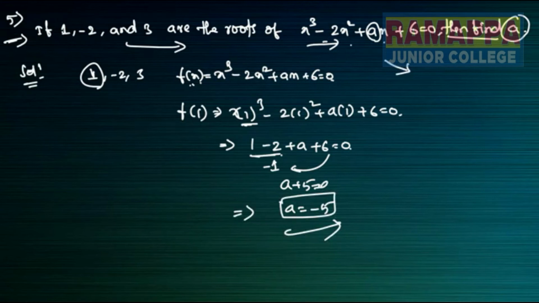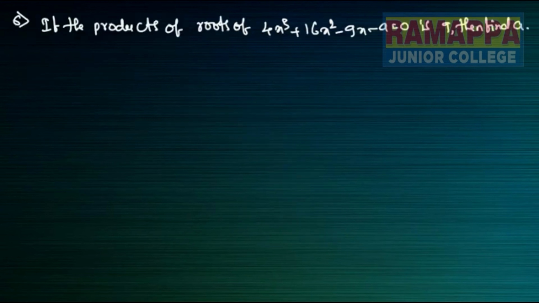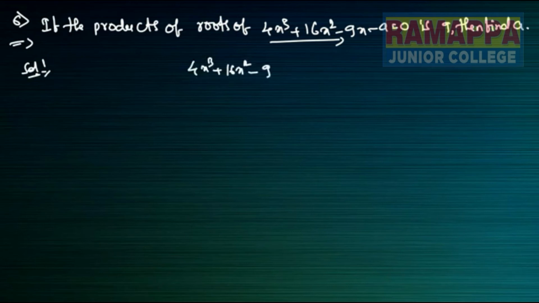So now moving to the next question, the sixth one. The sixth question is given that the product of the roots of this one. Solution: we will take the product of the roots of 4x cube plus 16x square minus 9x minus a is equal to 0. We will compare this with ax cube plus bx square plus cx plus d is equal to 0.